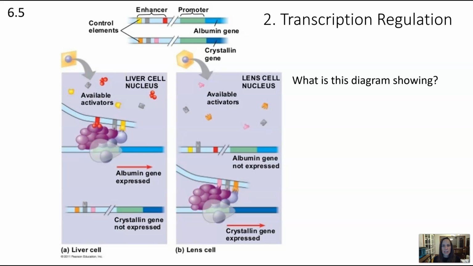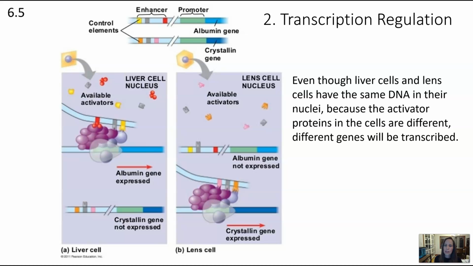All right, so to continue our understanding of transcription regulation, because this is really an important part of overall gene expression regulation in eukaryotes, let's take a look at this diagram. What's going on here? What this is trying to show is that there's a liver cell shown on the left and a lens cell shown on the right. In both of these cases, we've got the same DNA. But not all of those genes are going to be active in both of the cells. In the liver cell, you need some genes to be active, and in the lens cell, you need different genes to be active. So even though liver cells and lens cells have the same DNA in their nuclei, different genes are going to be transcribed.